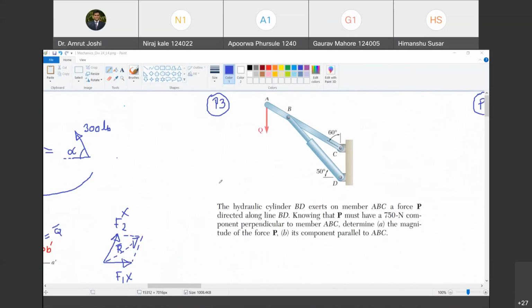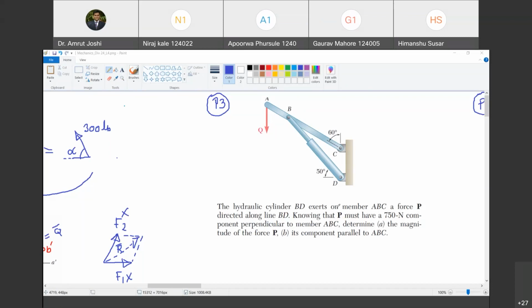Can you read the problem statement for me, Neeraj? The hydraulic cylinder BD exerts on a member ABC a force P directed along BD, knowing that P must have a 750 Newton component perpendicular to member ABC. Determine the magnitude of the force P and its component parallel to ABC. The important part to notice is that the problem does not specify which method you are going to use, whether parallelogram law or rectangular components. Nobody is going to tell you that. You are the best judge of that.